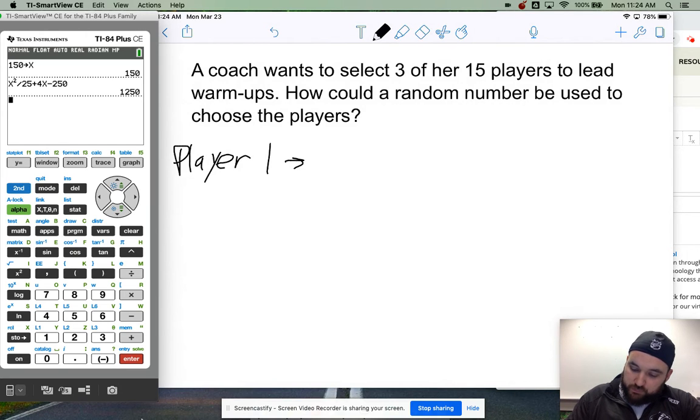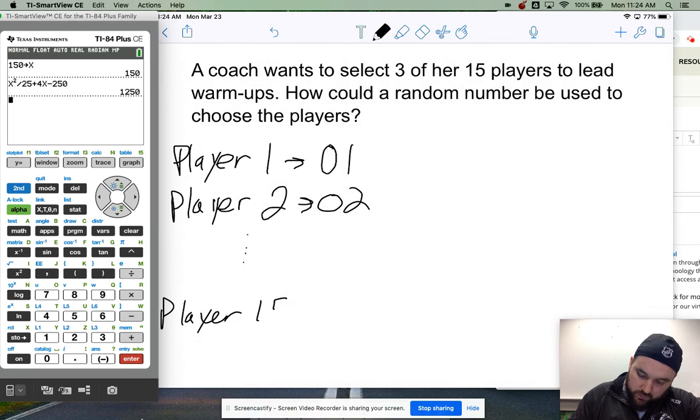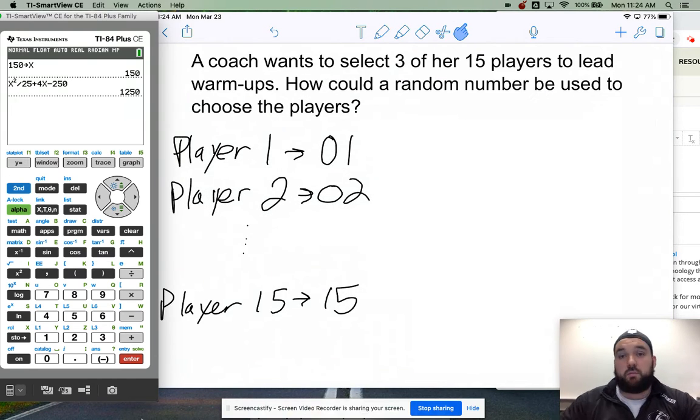So player 1 is going to be represented by the digit sequence 01. Player 2, whether that's alphabetical or whatever, is 02, and then all the way down to player 15, which is going to be 15. Okay, so each player has an assigned 2-digit number, and then we're just going to use the random number table to create 2-digit numbers, and we're going to see who gets picked.